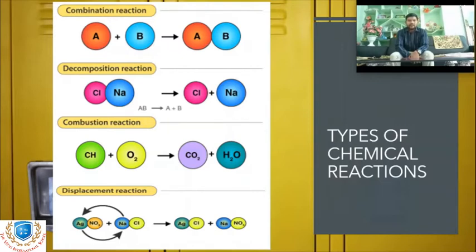And today we are going to learn about types of chemical reactions. There are different types of chemical reactions, and we will discuss them in detail. The first one is the chemical combination reaction.